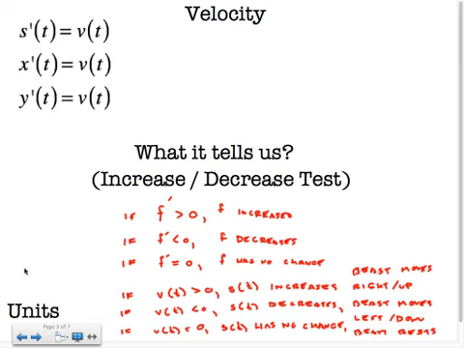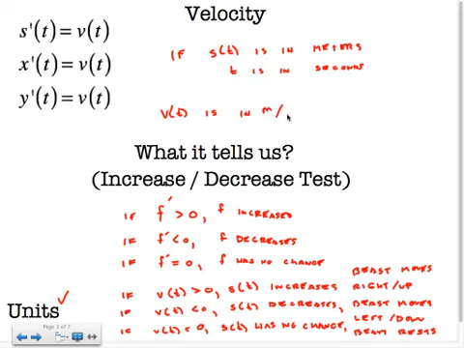Before we move on, let's talk quickly about units. If s of t is measured in meters, for example, or feet or inches, it doesn't matter, any kind of units, and we'll say t is measured in seconds, then what would the units be for velocity? Well, since velocities are rates, velocity is like a slope, so it would make sense that velocity is measured in this case in meters per second. We think of the velocity as the slope of the position.